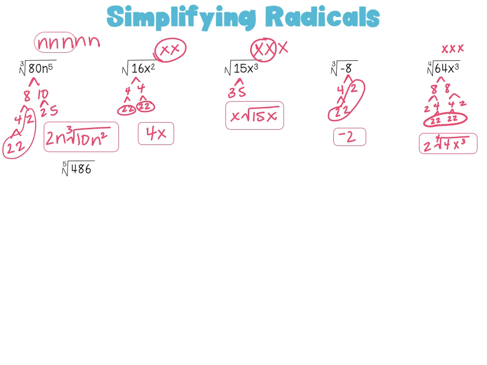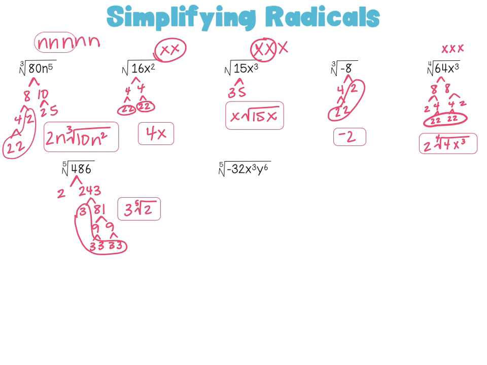Next example. Again, we're going to go ahead and do our factor tree. Now my index is 5. I need 5 of the same number. I've got 5 threes. That means that 3 goes on the outside. Meanwhile, the 2 left over goes on the inside for a final answer of 3 times the fifth root of 2.